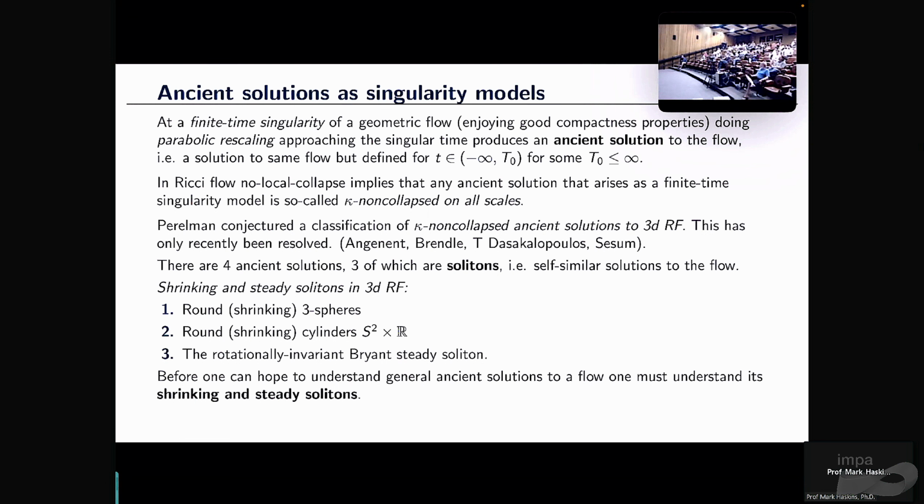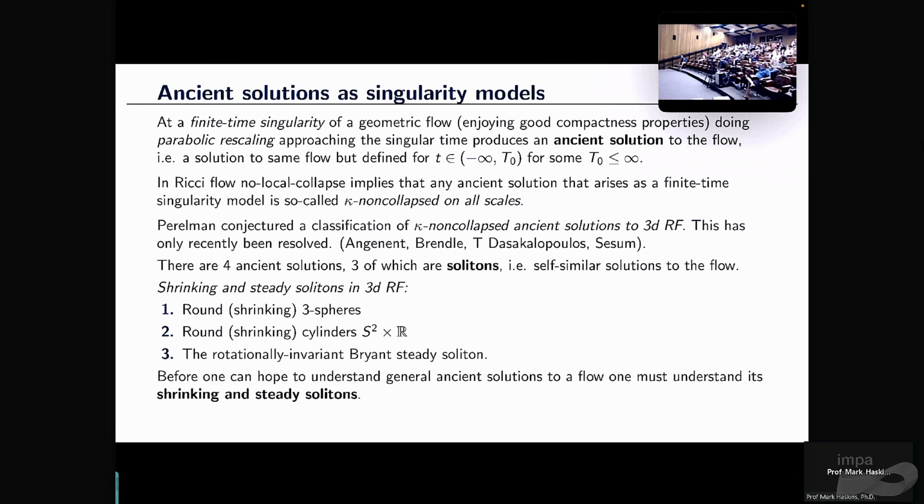There are 4 ancient solutions, but I want to concentrate on 3 of them, which are solitons. A soliton being a self-similar solution to the flow. I'll be more specific about that in the Laplacian flow context shortly. So in 3D Ricci flow, there are shrinking and steady solitons, and these provide 3 of the 4 ancient solutions that are kappa non-collapsed.